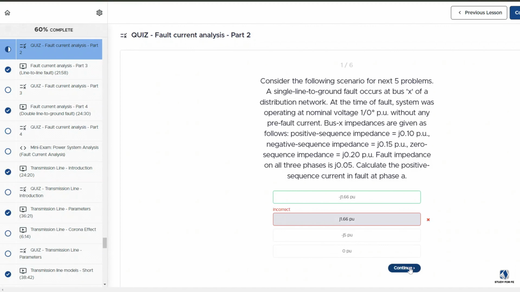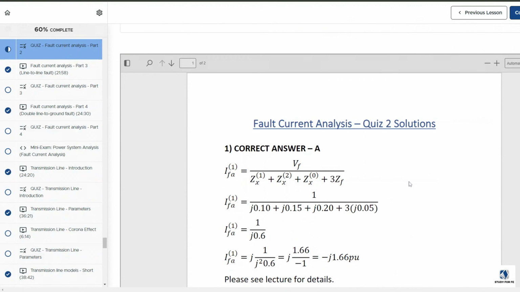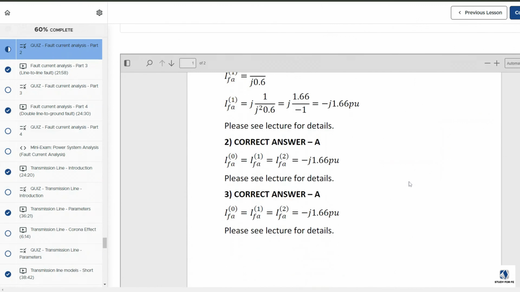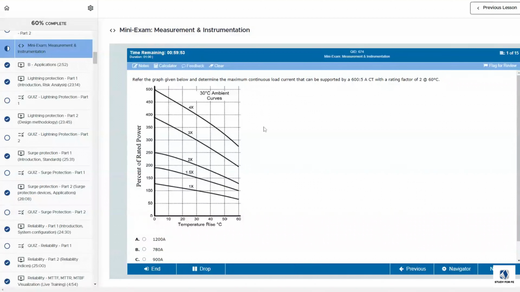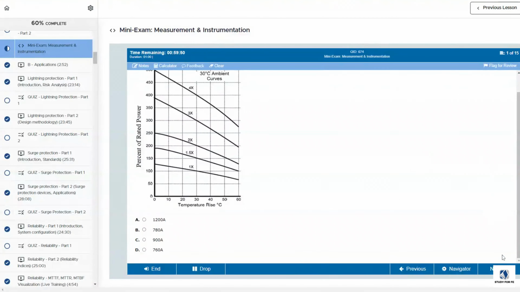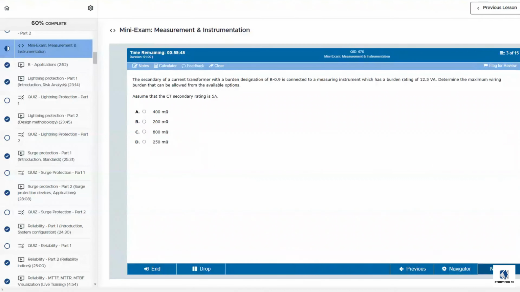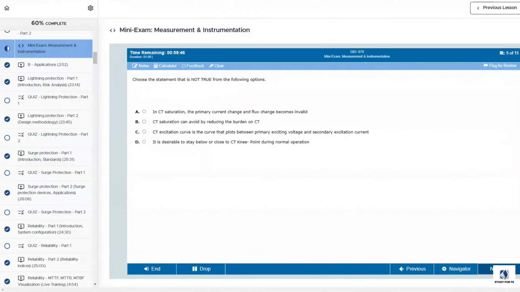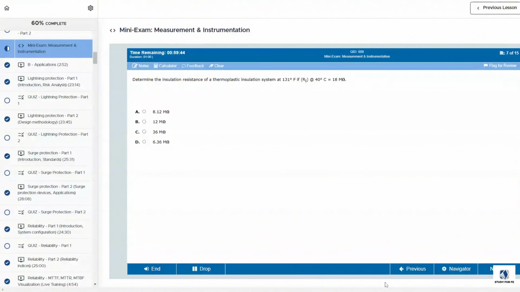Within the lectures, I also solve in-lecture practice problems. At the end of every lecture, you're going to see a quiz with detailed solutions. And at the end of every section, you'll see mini exams. These mini exams are computer simulated. The interface is very similar to the actual exam. They're going to put you under time pressure and mimic an exam-like setting.